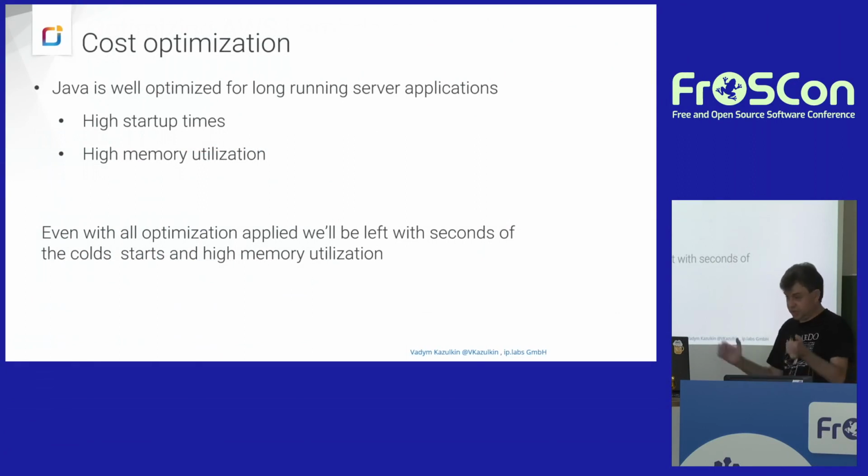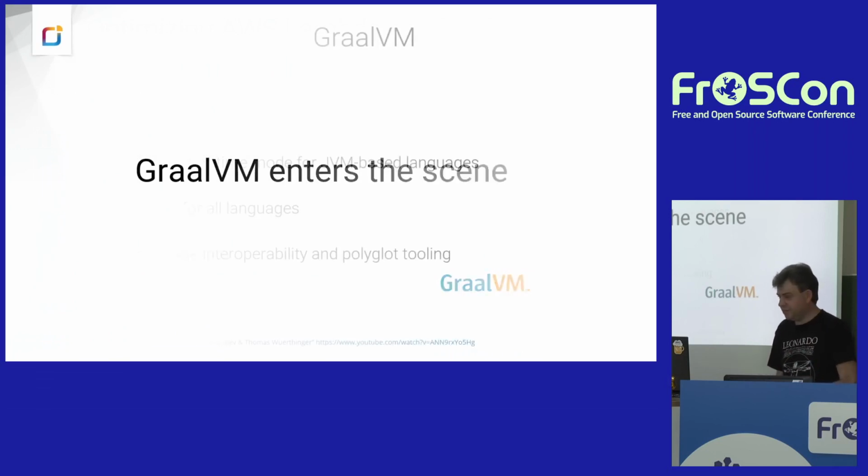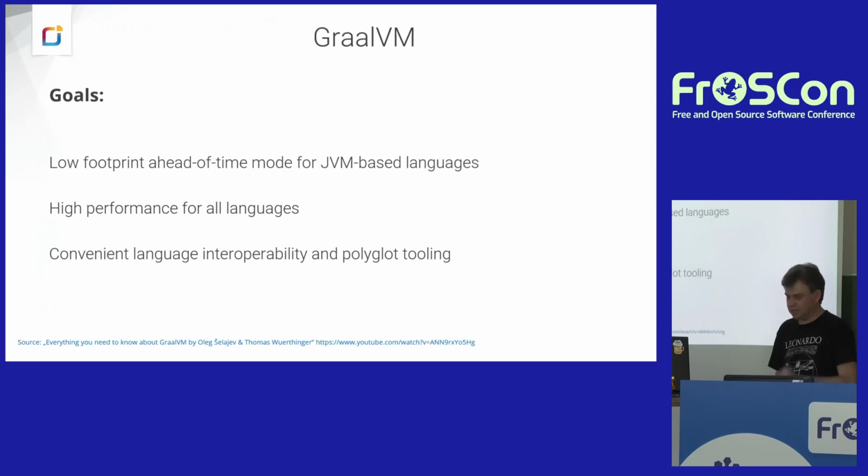Generally, Java is very well optimized for long-running server applications with high startup times and high memory utilization. But the serverless world is completely different. And that's why GraalVM enters the scene. This is not a talk about GraalVM, and I'm only interested in several aspects of it, but generally it offers a low footprint, ahead-of-time compilation mode for Java-based applications, and so on.